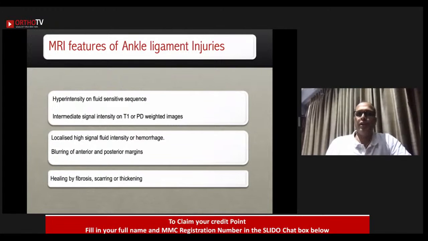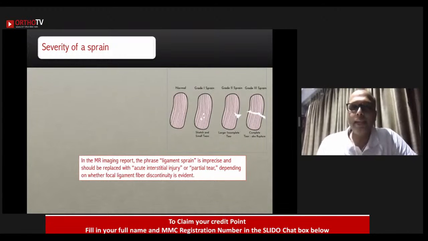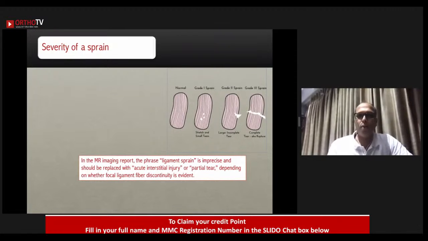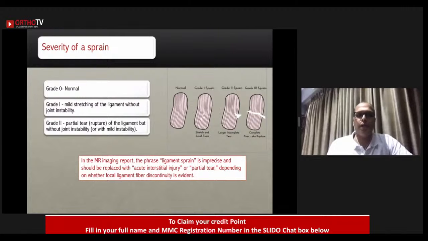Our aim is usually to interpret that, and we try to keep our basics very simple, grading them according to what would be clinically important or not very important. Too much overcalling of an edematous ligament as a tear would not be a healthy option. So I usually try to avoid using ligament sprain. I would use acute interstitial injury, or a partial or a full thickness tear, depending upon that. Sprain is something which is no man's land.